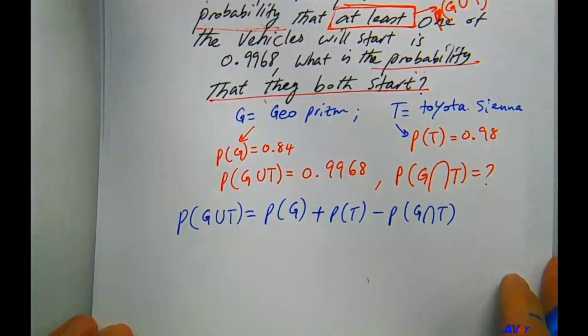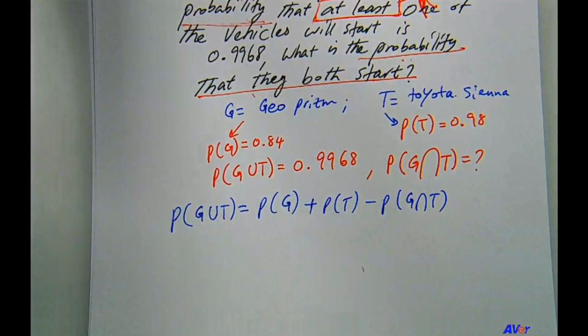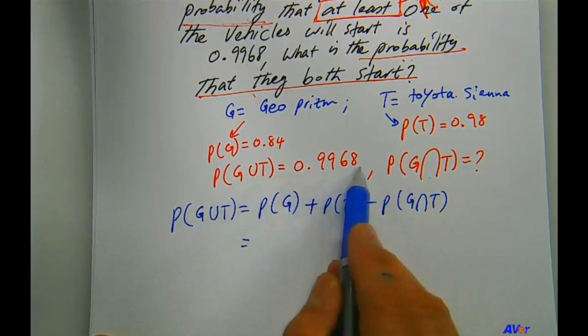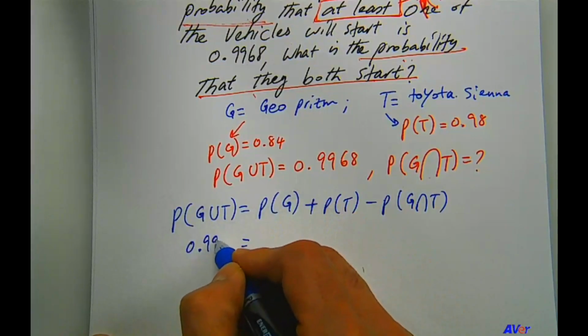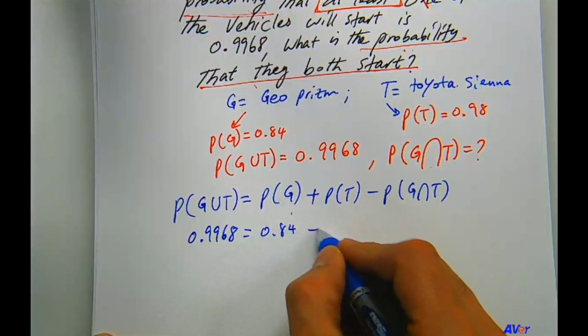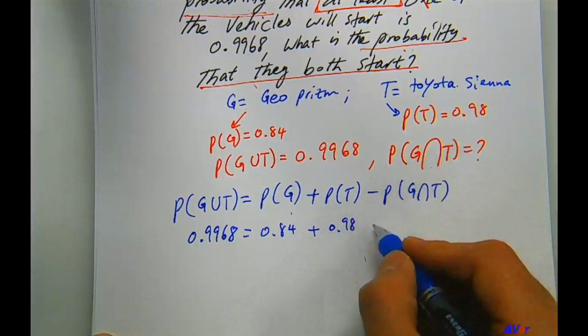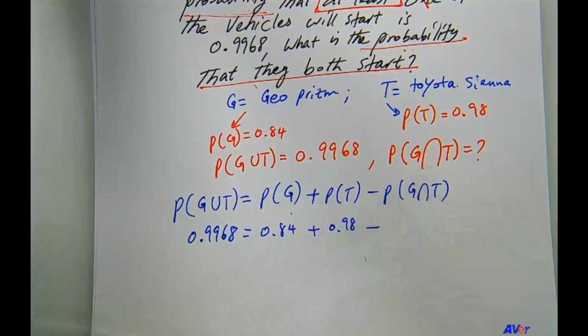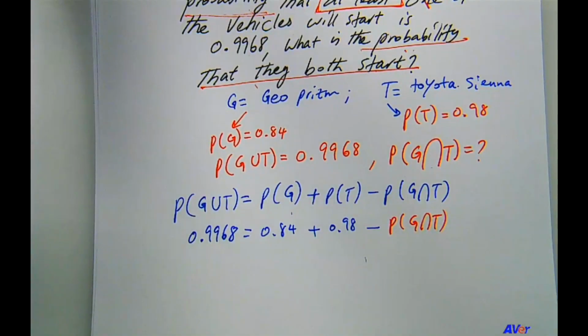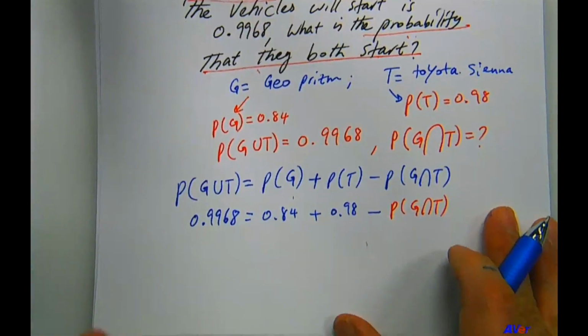Remember we said the additive rule is used with both independent and dependent events. This is a case of applying it to independent events, right? So each car starting or not starting is independent of what happens to the other car. Okay, so the union event is given to us. This one, probability of G is 0.84 plus 0.98 minus the unknown piece, which is probability of G intersection T. So this is just a matter of solving for the unknown, right?